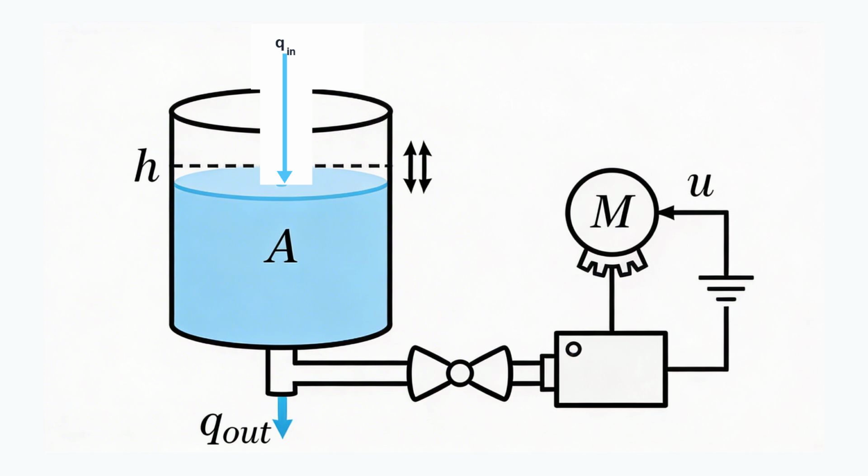The outflow is Q out equals A times V out, where V out equals the square root of 2gh. The tank dynamics: A times h dot equals Q in minus Q out. We choose states x1 equals h and x2 equals phi. Part A. Write the nonlinear state space model.